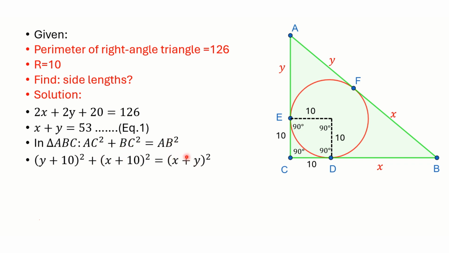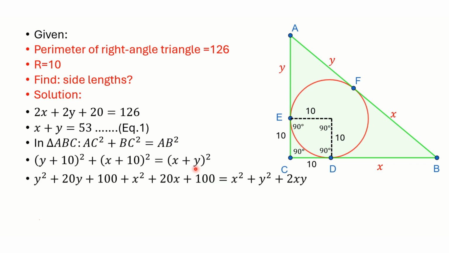Now I will use a formula, and the formula is (a plus b) whole square is equal to a square plus b square plus 2ab. So I will expand each term. So if I expand, this becomes y square plus 2y, that is 2ab. So a square plus 2ab plus b square. So 2ab will become 2 times y times 10, that is 20y.